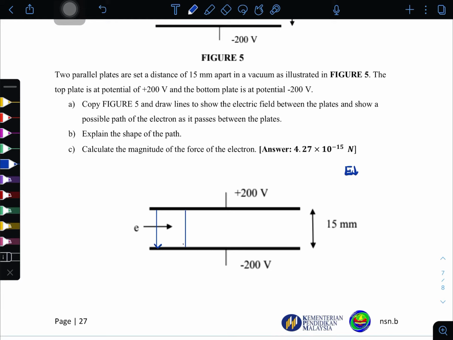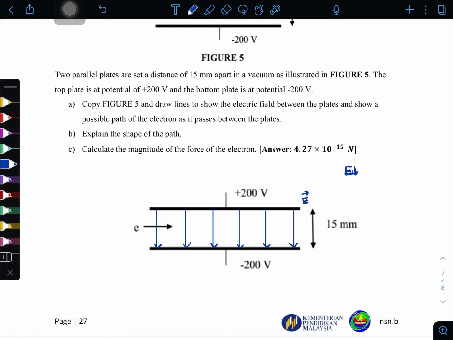Here, move downwards. Right? So, lukislah dekat kita punya plate ini. Cuba jadikan dia sekata yang mungkin. Alright. So this is our E. Ingat, every time you lukis ataupun draw, you need to label E.